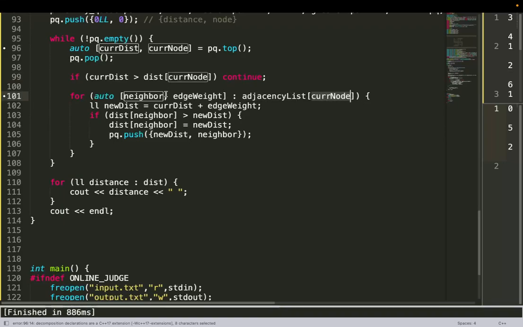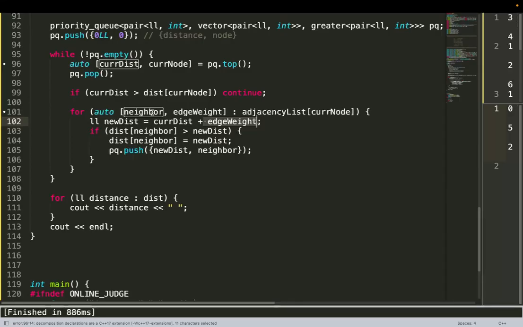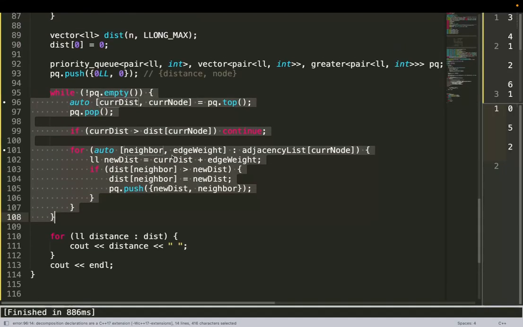I am pushing the node in neighbor and its weight in edge weight. My new distance becomes whatever is the current distance plus this edge weight. And if for the neighbor, the distance in the distance vector is greater than the new distance, I update the distance, and in my priority queue, I push this neighbor along with its distance. So once you follow this, you will get the shortest distance from node 1 to every other node.